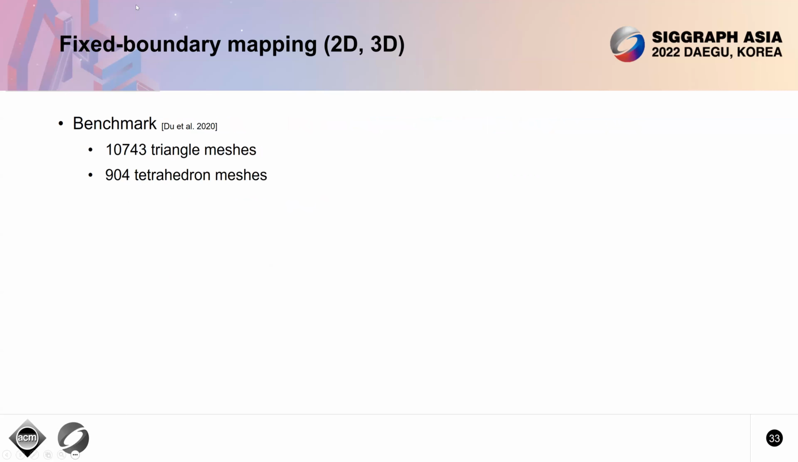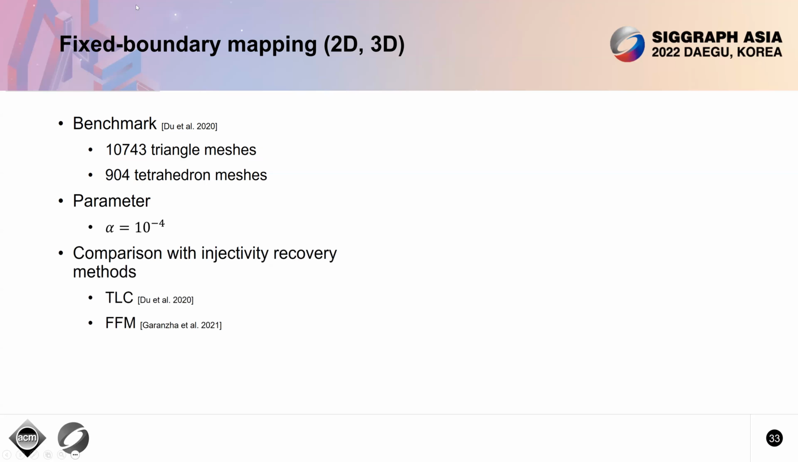We first evaluate the IsoTLC energy on the benchmark released with the TLC paper, which consists of more than 10,000 2D examples and more than 900 3D examples of fixed boundary mapping. We use the same alpha parameters throughout the experiments and compare with state-of-the-art injectivity recovery methods, TLC and FFM. All three methods successfully recover injectivity for all examples in the benchmark, but IsoTLC achieves the lowest distortion.